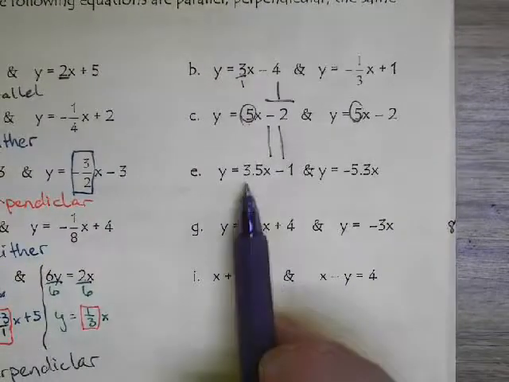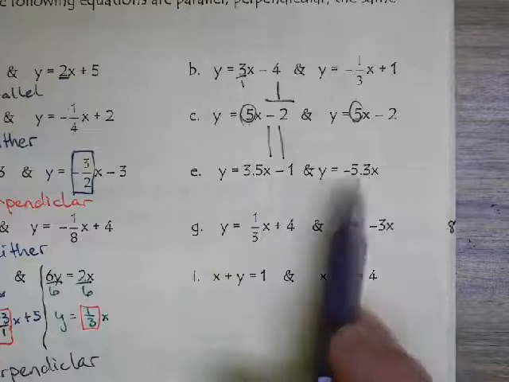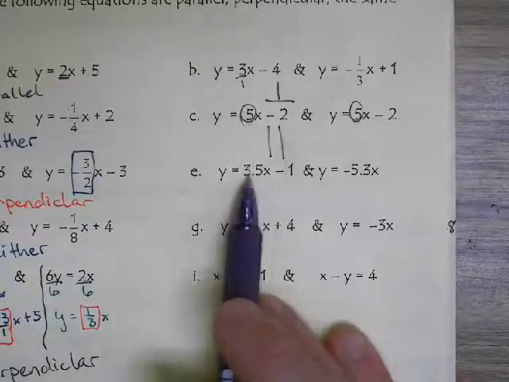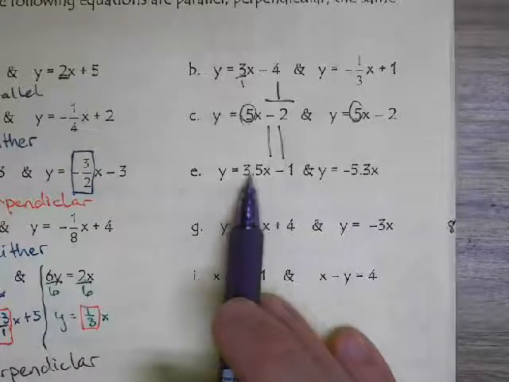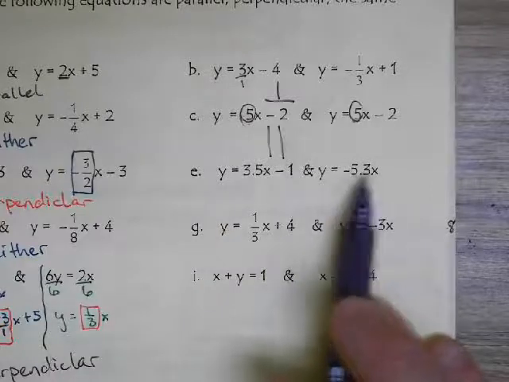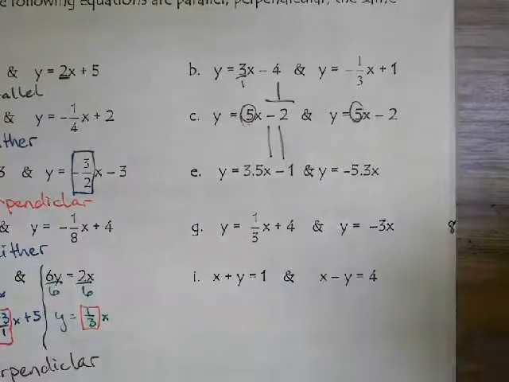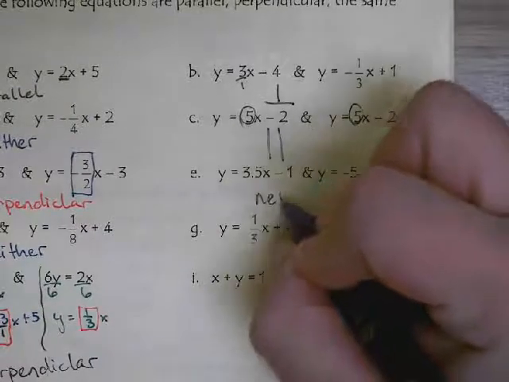When I look at 3.5 and 5.3, while they are opposite, switching the numbers in a decimal does not make them reciprocals. We need to see fractions that are actually flipped. So this would be neither.